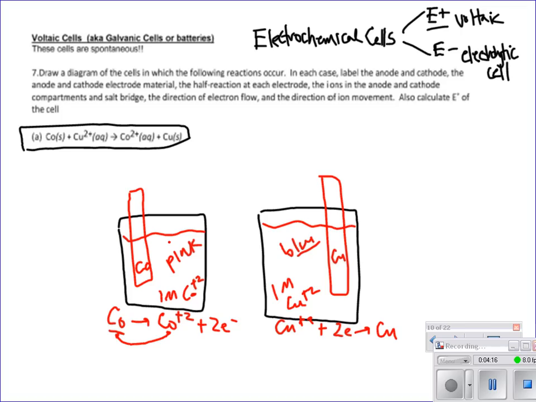All right. So now, in order to harness the electrons, we need some sort of wire here that connects them. Your wire does not have to be loopy. I like loopy. People call me loopy.